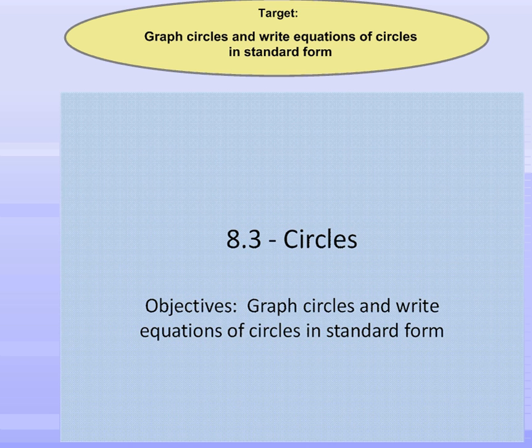Today's lesson we'll be covering section 8.3, which is about circles. Our target will be to graph circles and write equations of circles in standard form.